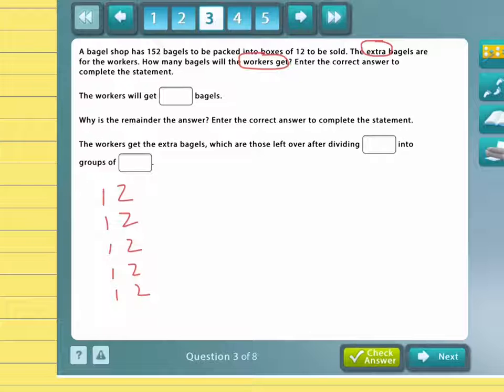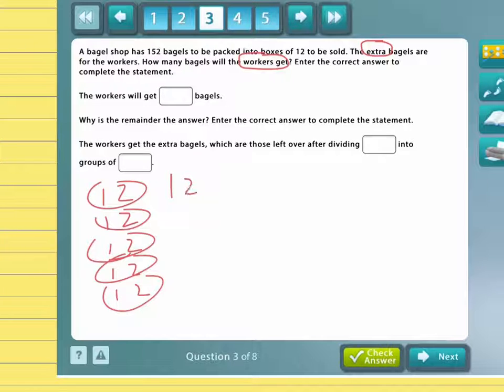So what I'm going to start out doing is, you could do this division-wise, but you can also use multiplication for this. So each box has 12, so there's 12. That would be 24, 36, 48, 60.